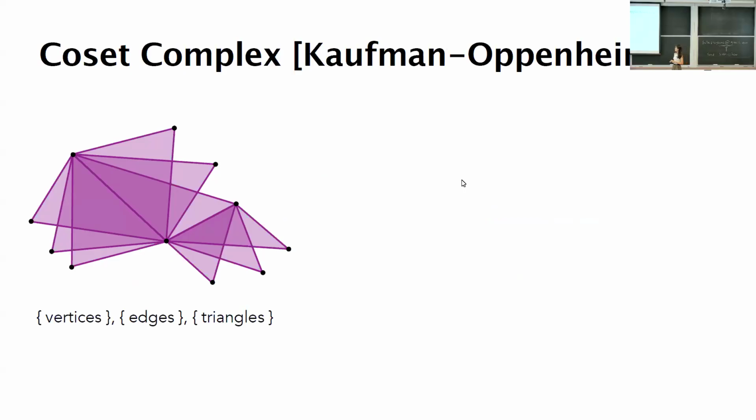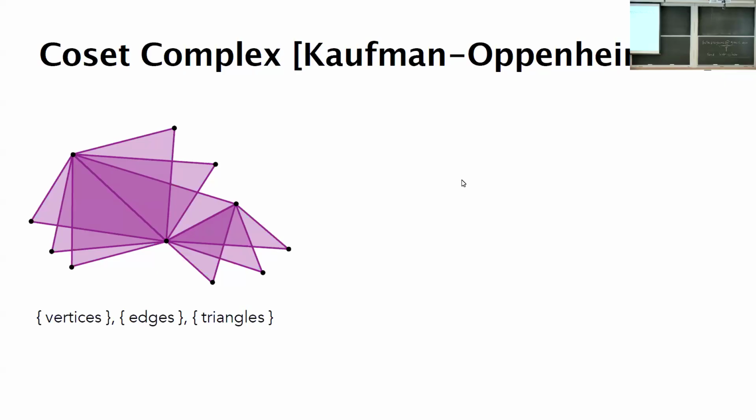Yeah, so the starting point is this coset complex of Kaufman and Oppenheim. Whenever I see "coset" or "complex," it sounds really scary, so let me just say what a complex is. A complex is just a set of vertices, edges, and triangles. That's what it is. It's a hypergraph.